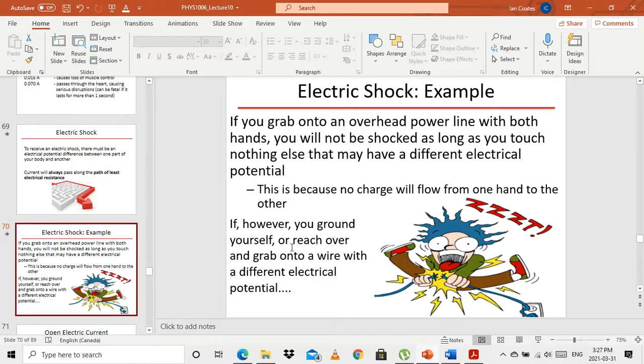If, however, you ground yourself, and what do I mean by that? Touch something else that has a different electric potential, now you've given the electricity reason to flow through you.